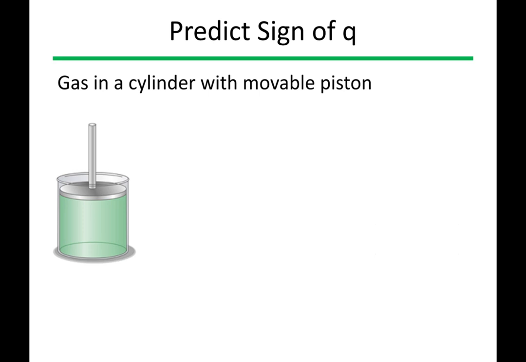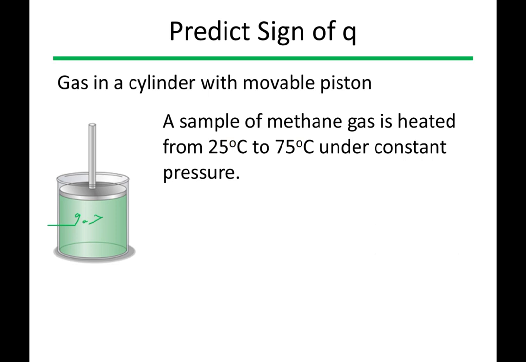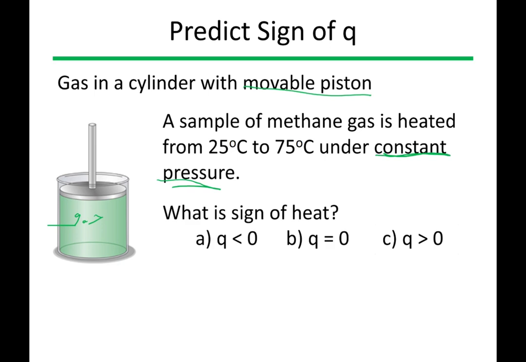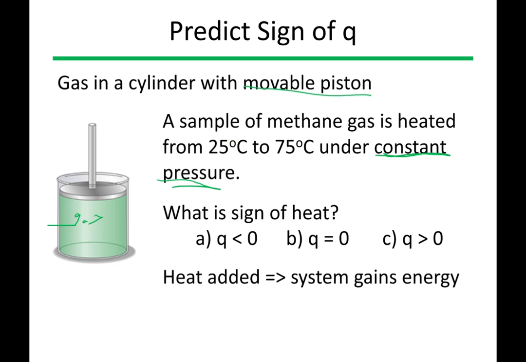So let's look at another example with one of these systems with a movable piston. So we now again have our gas in a cylinder. But now in this case, this will be a sample of methane gas, and we're going to raise its temperature. So it's going from 25 degrees Celsius to 75 degrees Celsius and under a constant pressure. So remember, we have a movable piston here when you're thinking about the sign in this case. So we are adding heat to the system. That means the system's gaining energy. This one's pretty straightforward. Q is greater than 0.